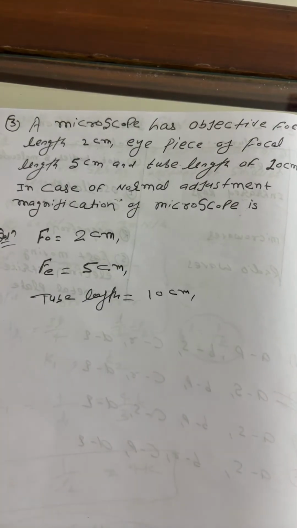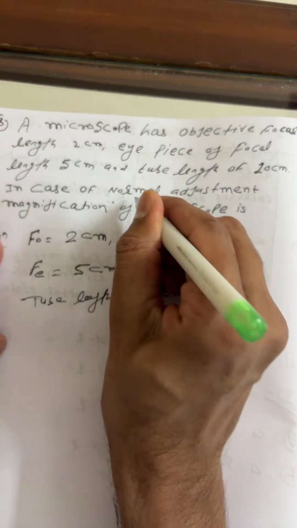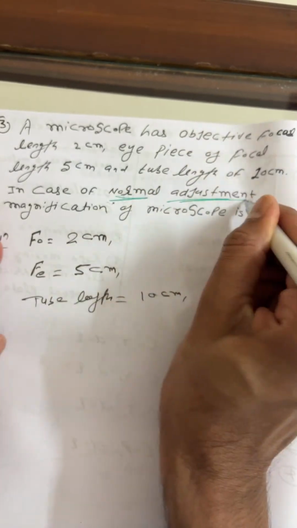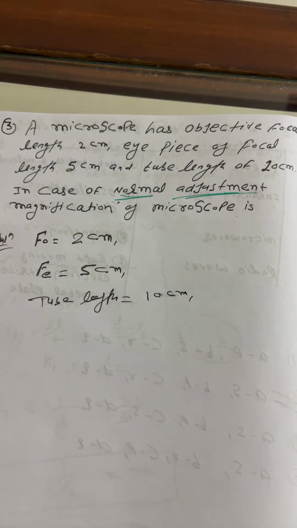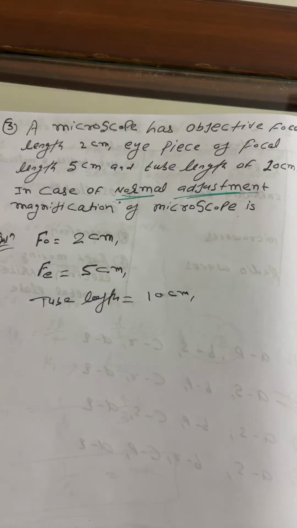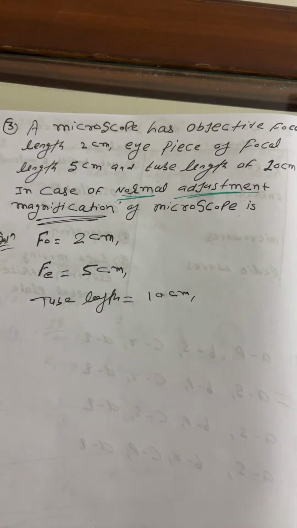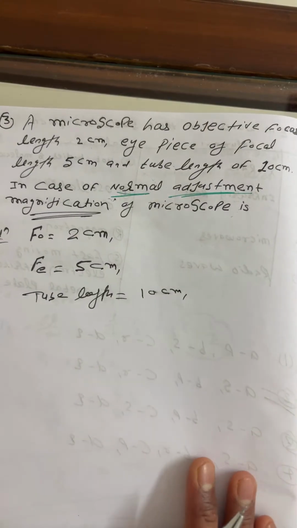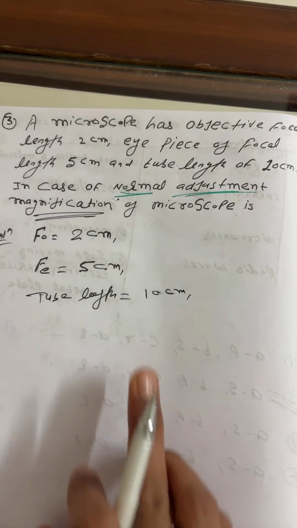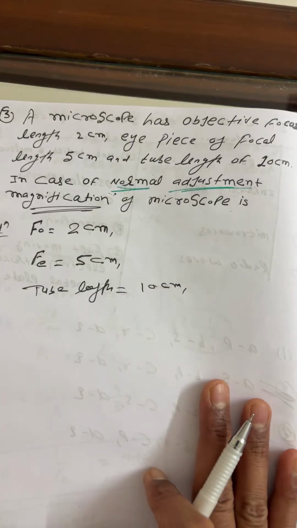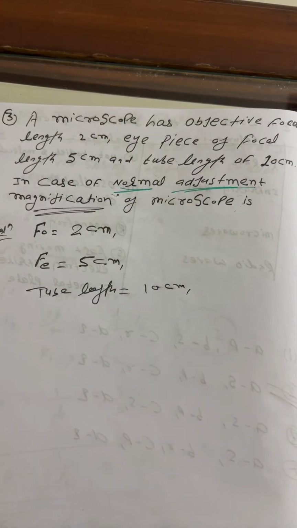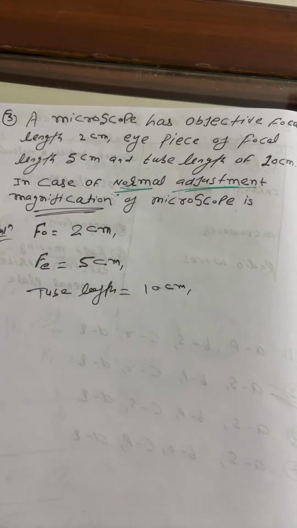In case of normal adjustment, this is the point which you should underline. For normal adjustment, we have to find the magnification. Students, these are strong recommendations for those going to write the exam on the coming date of JEE Mains. Remember optical instruments. Remember optical instruments.